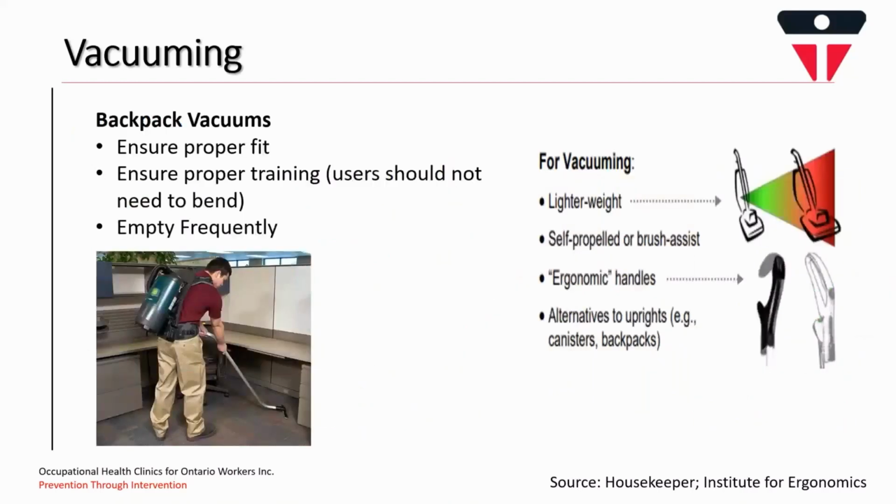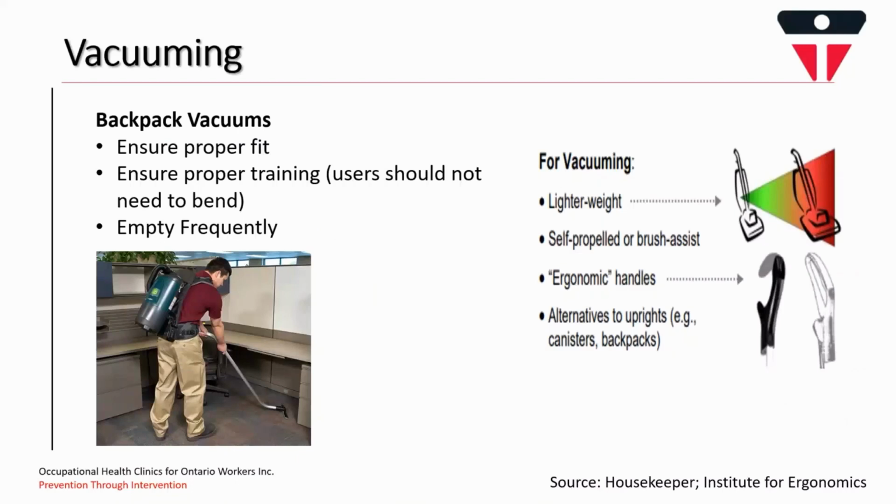So when you're selecting a vacuum, you want to look at something that's lighter weight. Self-propelled is great too. Obviously, then it's going to help with the force in reducing it. An ergonomic type of handle or some type of a grip on the handle. And you can look at alternative vacuums like a backpack vacuum. On the left here, I have an example of a backpack vacuum that is used more in industrial settings.